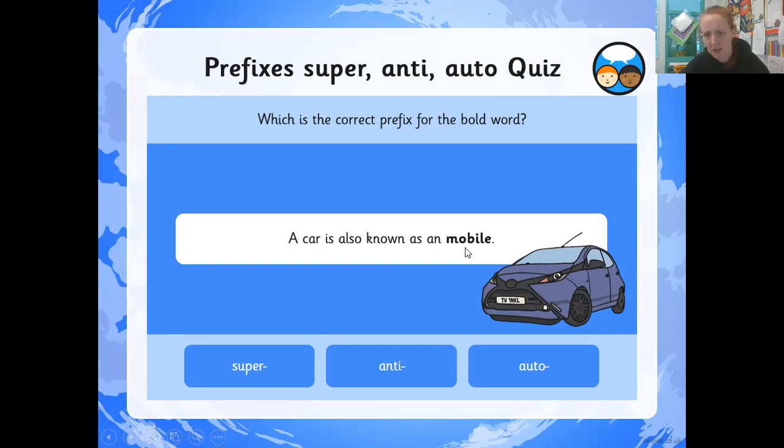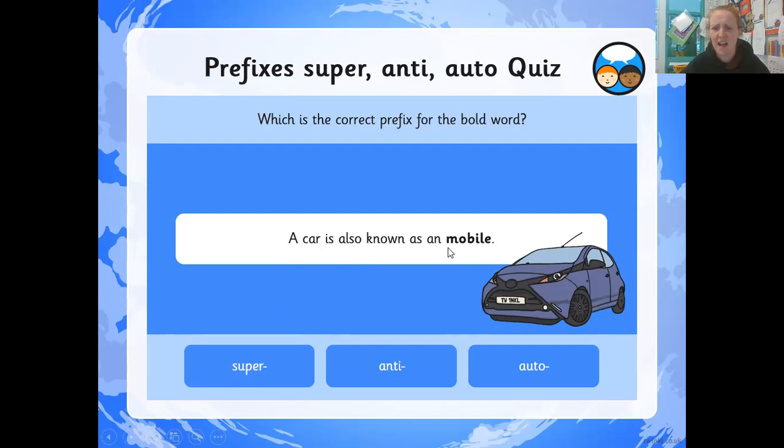Well, "an mobile" doesn't make sense because "an" doesn't go in front of a word beginning with a consonant. It goes in front of a word beginning with a vowel. And you did some work with this with Mrs. Davis. So we know it's got to be a vowel. So it can't be "super" because super begins with a consonant.